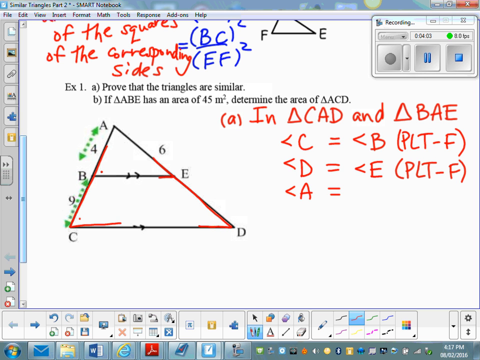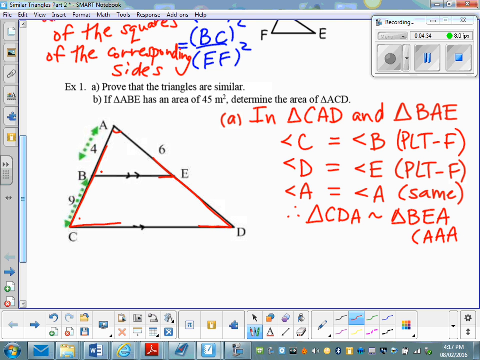And then this isn't a big shocker. Angle A is equal to angle A. So this angle at the top is part of both of those triangles. So angle A equals angle A because that's the same angle. So we say, therefore, triangle CDA is similar to triangle BEA, and our reason is angle, angle, angle.